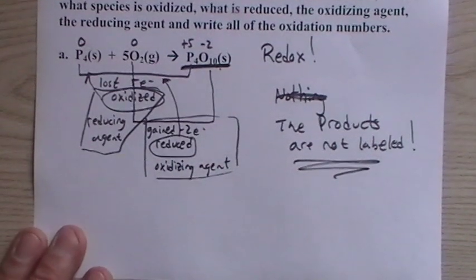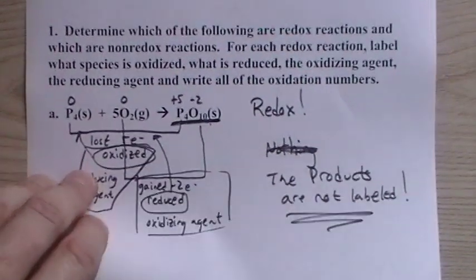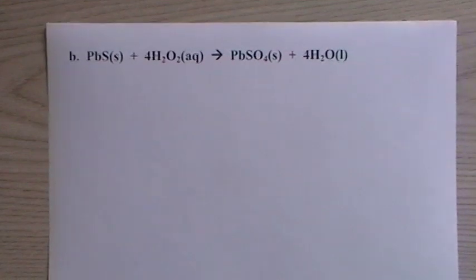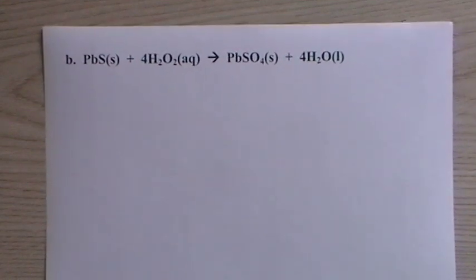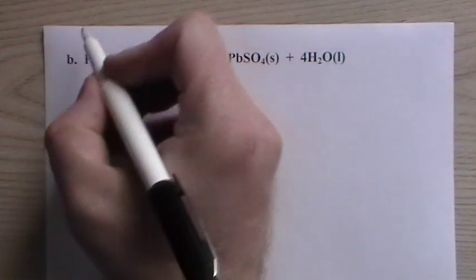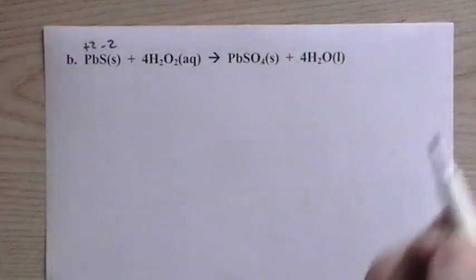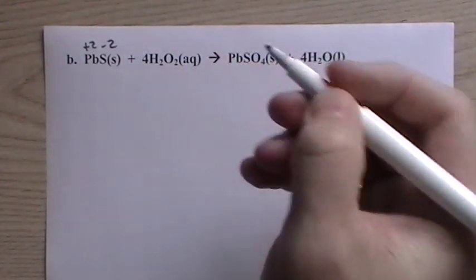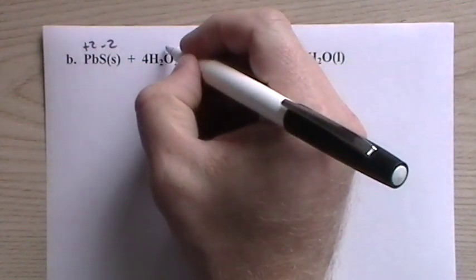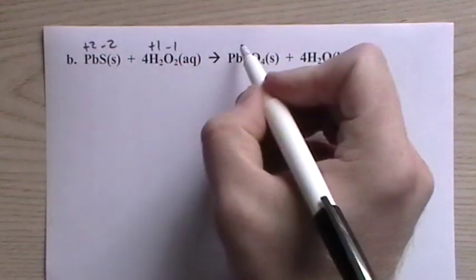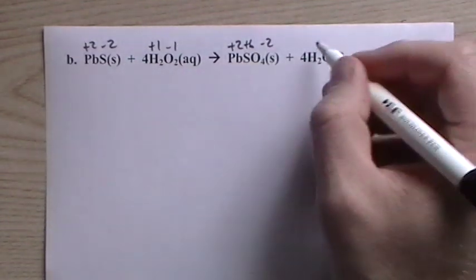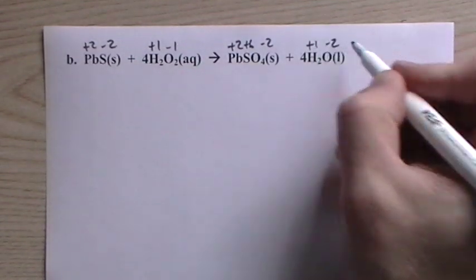So just remember, the oxidizing agent and reducing agent are the reactants, and they're the ones that are oxidized and reduced. Okay, so we have this one here. Lead is +2, sulfur is -2. We know the sulfur because that's the group 6A rule, -1, +1. Lead is +2, sulfur is +6, oxygen -2, +1, -2.